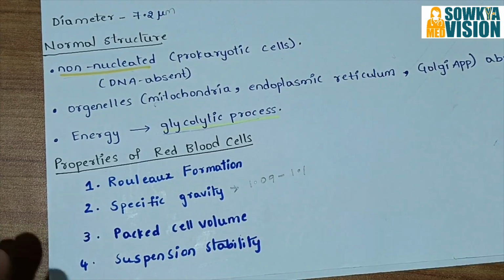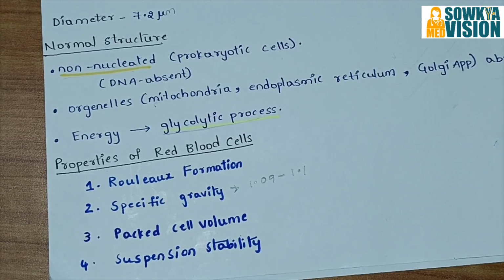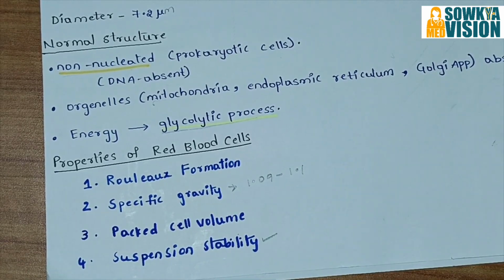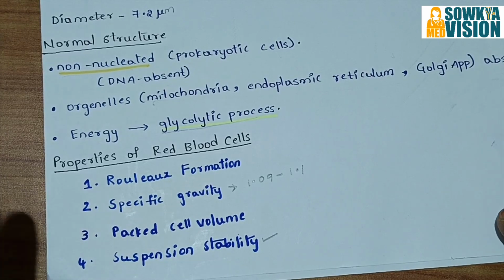And what is packed cell volume? It is also known as hematocrit value. It is the percentage of RBC in the blood. Blood contains 45% RBC and 55% plasma. And suspension stability. What is suspension stability? It is the capacity of the RBC to remain suspended in the flowing plasma, flowing blood.